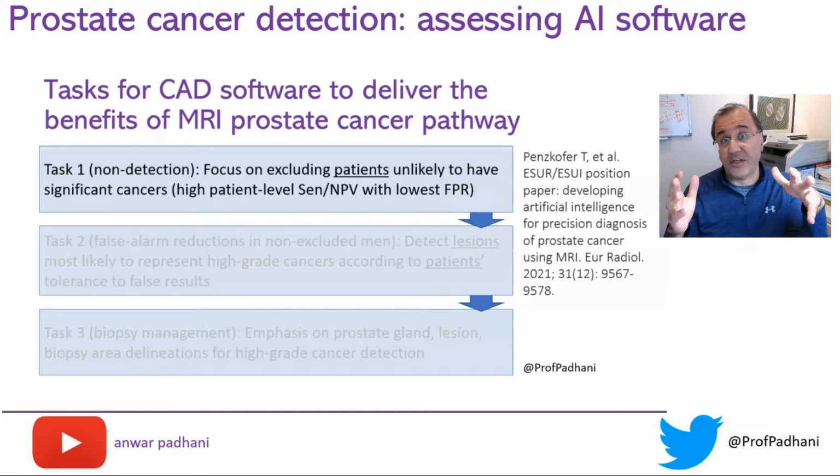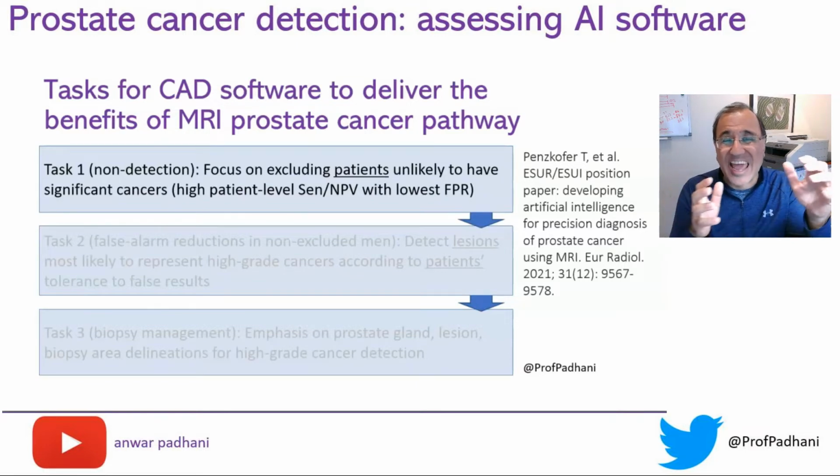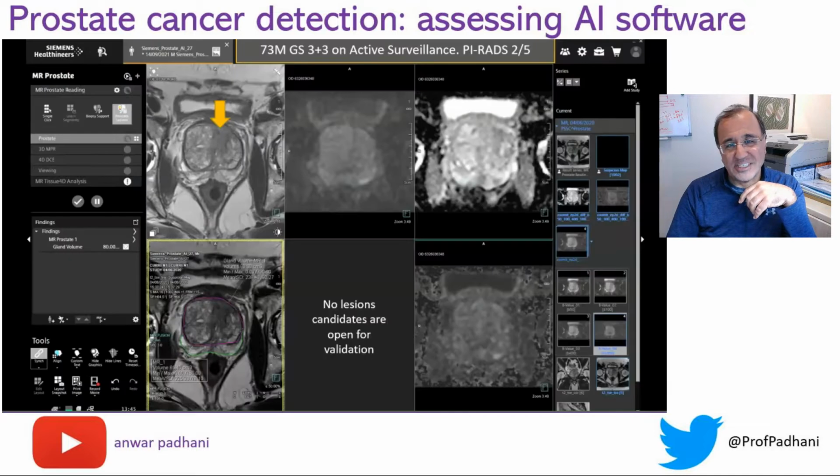The first is at the patient level. It should not detect men who do not have clinically significant disease. In other words, the focus should be on excluding patients who are unlikely to have clinically significant disease, and that, of course, is with a high sensitivity, negative predictive value with the lowest possible false positive rate.